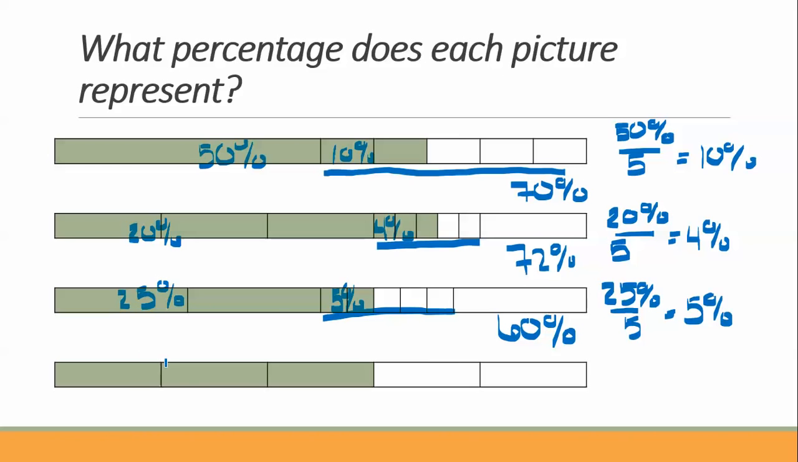This last one, we have 1, 2, 3, 4, 5, and they're 20%, so they're 20% each. So that means we have 20, 40, 60. This one is also 60%. These two bars, both are 100%, and look at, they're shaded exactly the same amount. So this is two different ways to represent 60%. It just depends on how you want to divide it up.